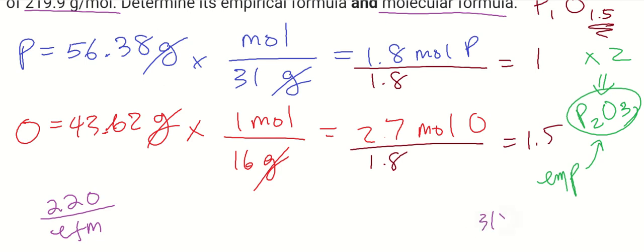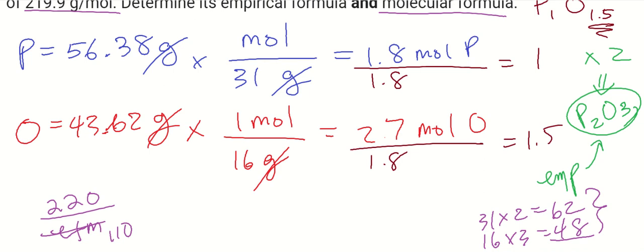Phosphorus is 31, and there are 2 of them in the empirical formula, so that's 62. And then there are 3 oxygen, that's going to be 48. So the empirical formula mass is 48 plus 62, and that's going to be 110. You see it fits nicely in there, so in other words, the molecular mass is twice as heavy as the empirical. So the molecular formula must be P4O6, and there's your answer to the molecular formula.